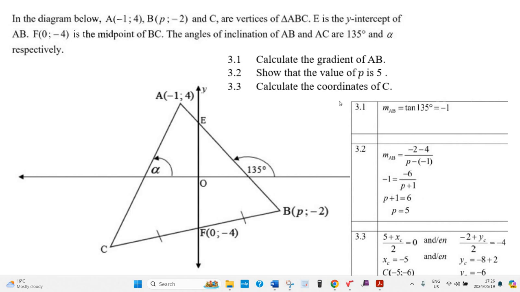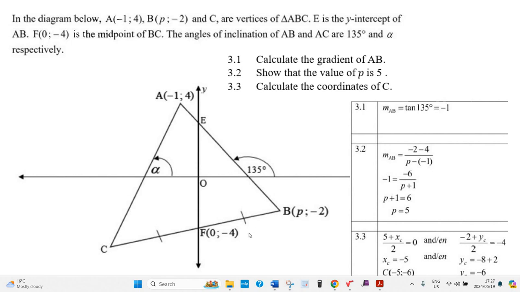Then it says, calculate the coordinates of C. Well, what do you do? Well, we know F is the midpoint of C. Okay, so, and we know now that P is equal to 5 units. So all we've got to do is go the x-coordinate of C plus 5 divided by 2 has to equal 0. So we multiply by 2, we get 0. We get the x-coordinate of C must be -5.